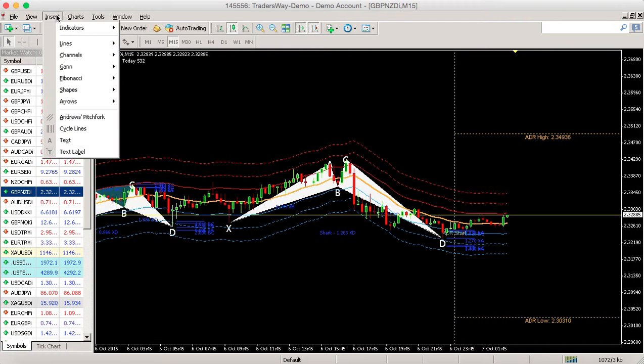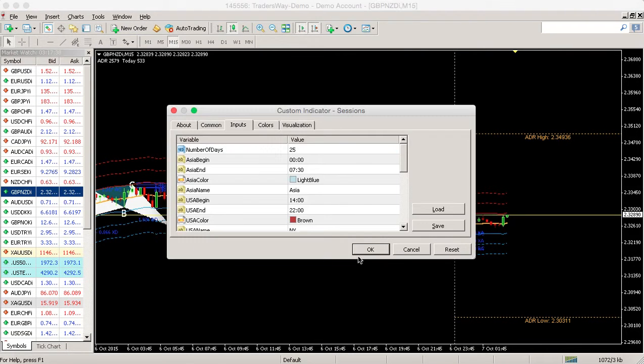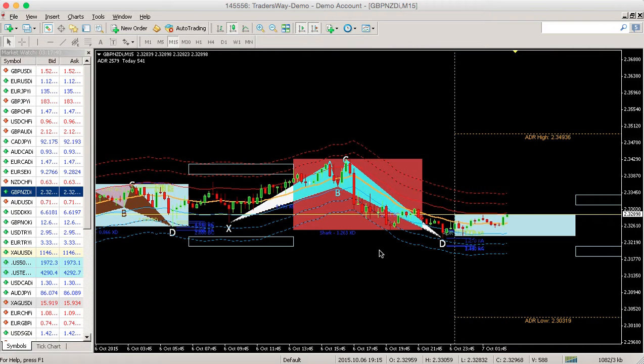Okay, I also put a sessions indicator inside of the indicator folder, and the sessions indicator is basically an indicator just to tell you what time and what session is going on. See, the red background means that this is the New York session, and this is what happened during the New York session.